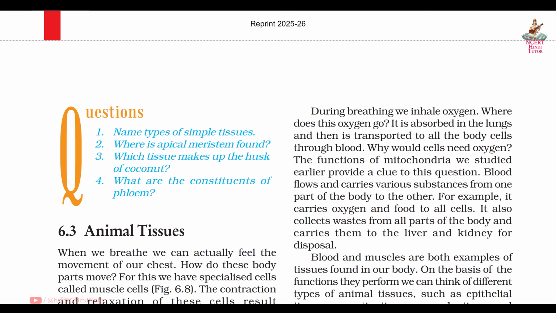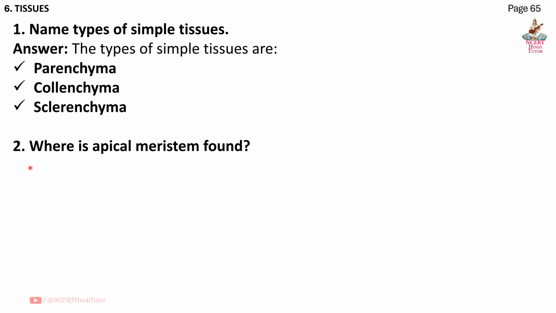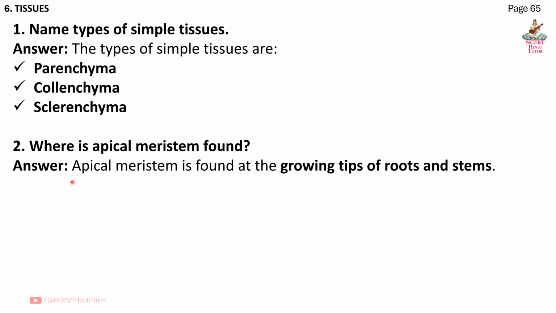Page 65, Question 1. Name types of simple tissues. Answer: The types of simple tissues are parenchyma, collenchyma, sclerenchyma. Question 2. Where is apical meristem found? Answer: Apical meristem is found at the growing tips of roots and stems.